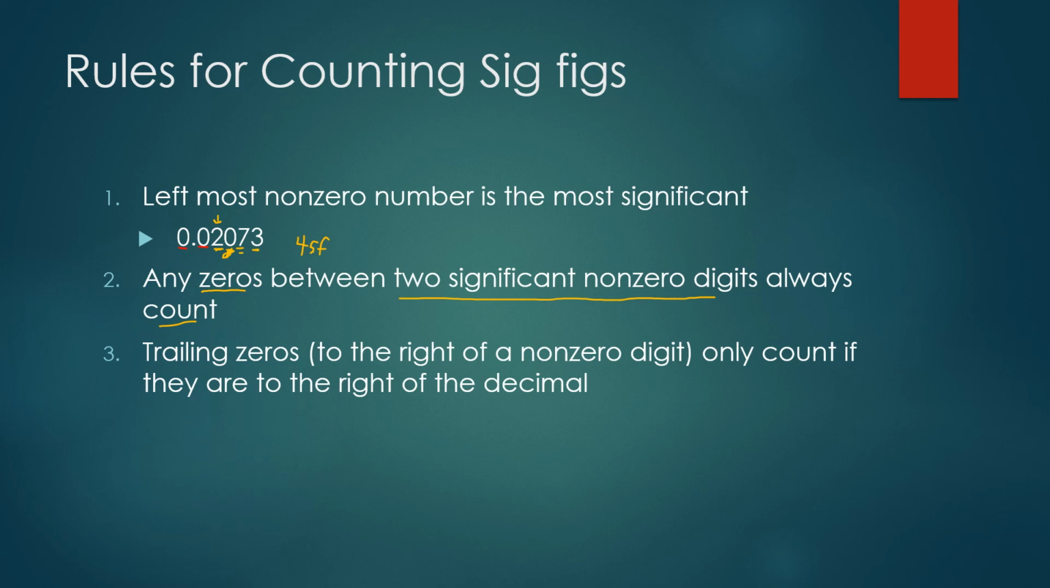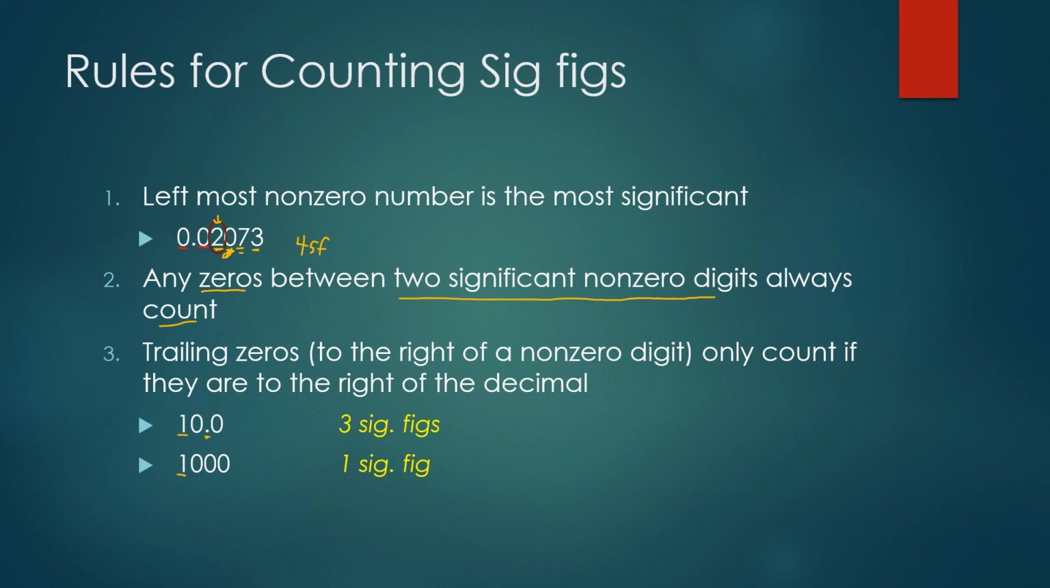Let's move on to rule 3. Trailing zeros to the right of a non-zero digit only count if they are to the right of the decimal. So we'll look at some examples applying that as well. When I say trailing zeros, I'm talking about zeros that are after that first non-zero digit. So we have a 1 is where we start counting. We start counting at the first non-zero digit. Now, the zeros after that only count if there is a decimal point present.